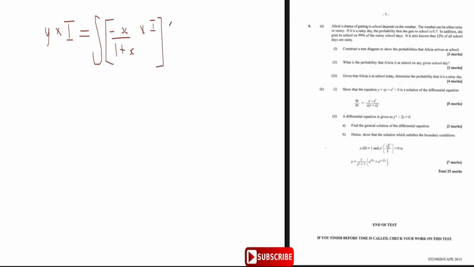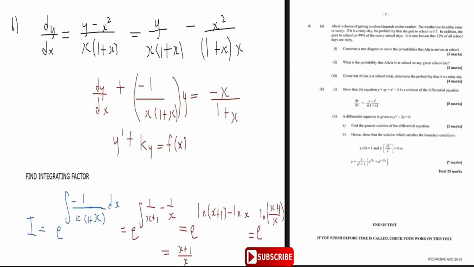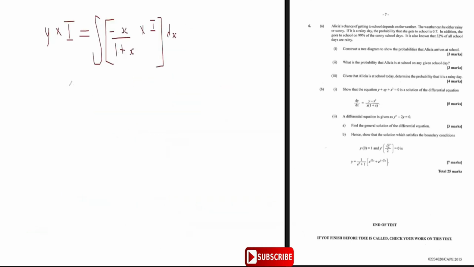And what did we get for the integrating factor? Our integrating factor was x plus 1 over x. That's our integrating factor I. And so what we get now is y times x plus 1 over x, that is equal to the integral of minus x over 1 plus x times x plus 1 over x.